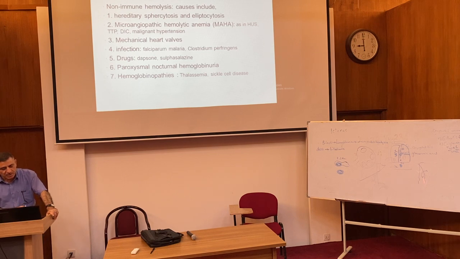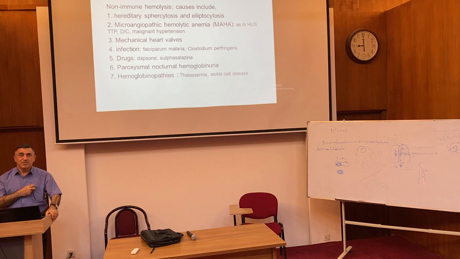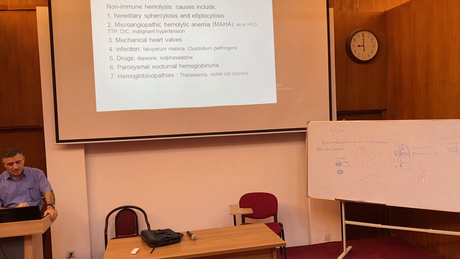Microangiopathic hemolytic anemia: HUS, hemolytic uremic syndrome; TTP, thrombotic thrombocytopenic purpura; DIC, disseminated intravascular coagulation; malignant hypertension; mechanical heart valves, where the RBCs are hemolyzed. Infections such as falciparum malaria, Clostridium perfringens; drugs such as dapsone and sulfasalazine; paroxysmal nocturnal hemoglobinuria.